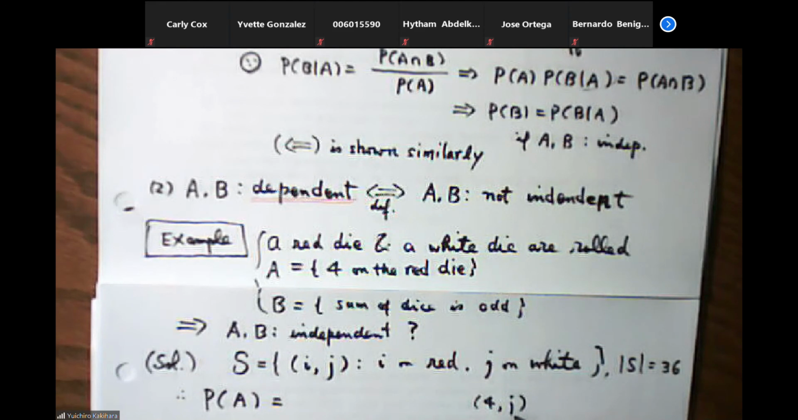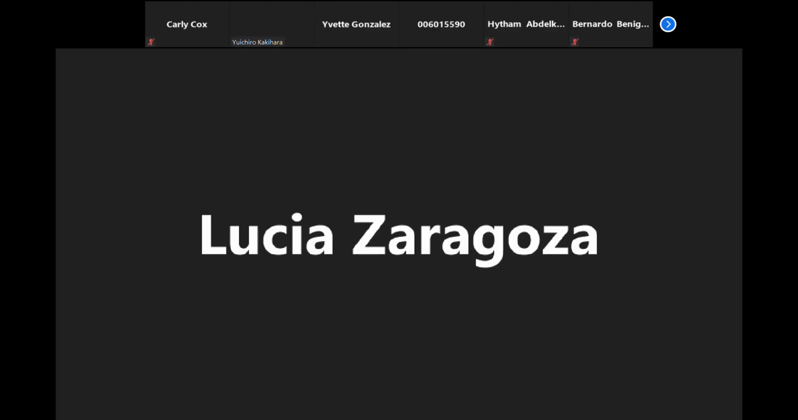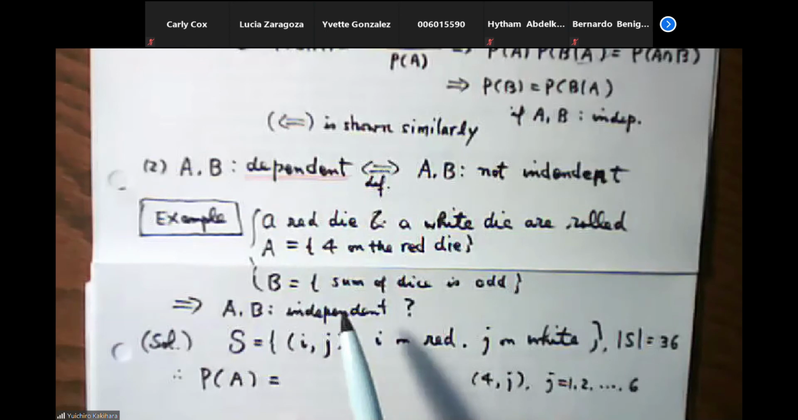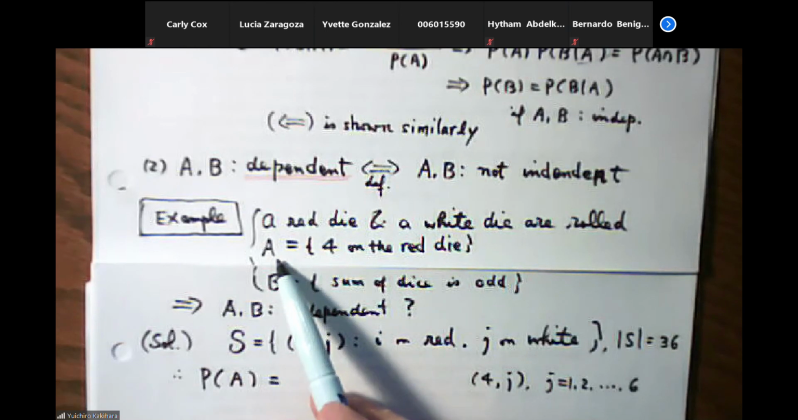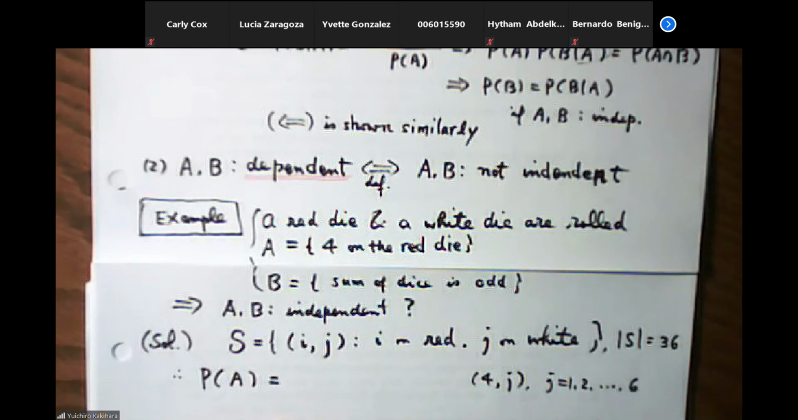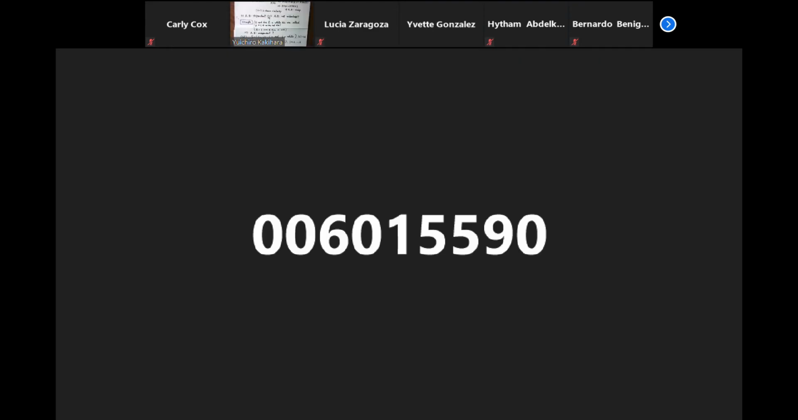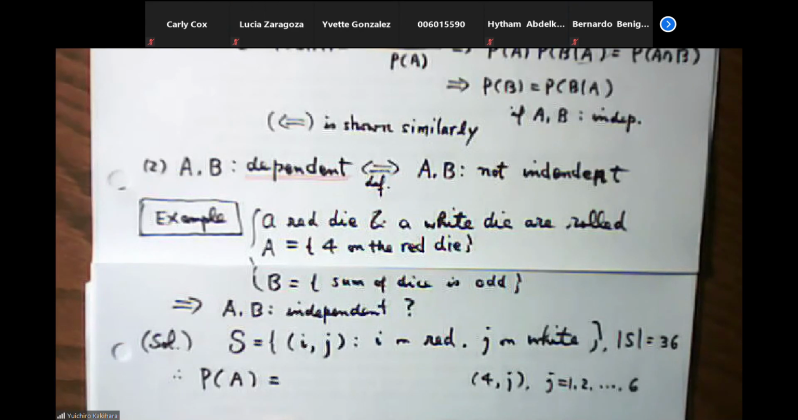Can this be anything? The first die is 4, definitely. But the second die, the white die, can be anything, is that right? J is 1, 2, up to 6, is that so? Nope. Oh, it has to be odd. No, forget about this. We're just talking about A. 4 on the red die. And then the white die, we don't care. Anything is fine.